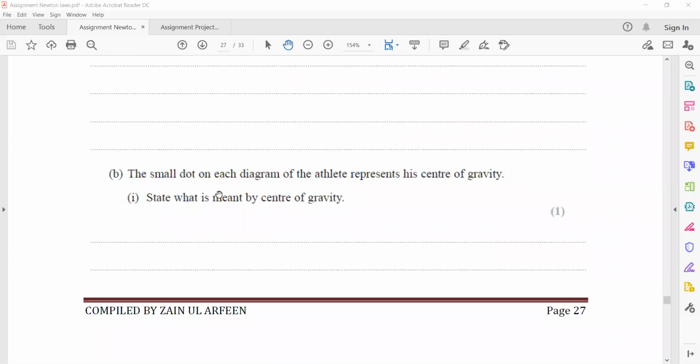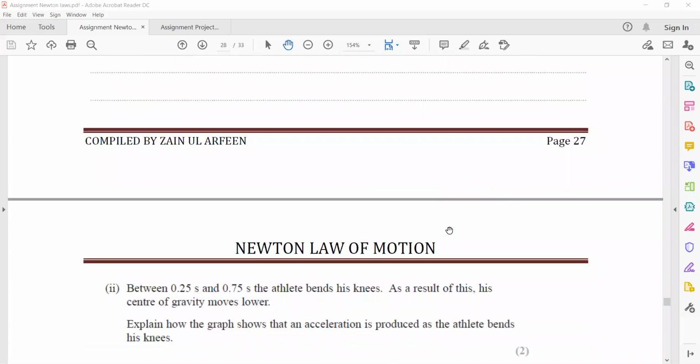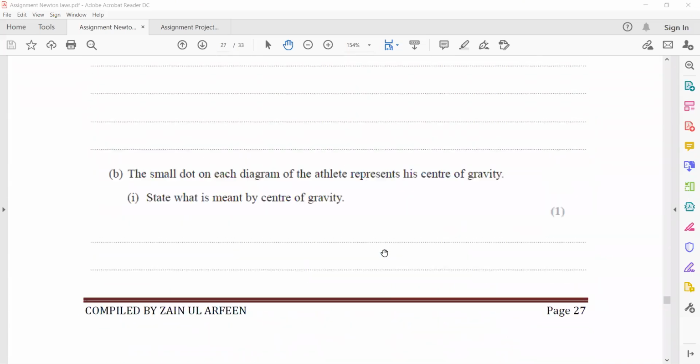The small dot on each diagram represents the center of gravity. What is meant by center of gravity? It means the point where the weight of an object acts.